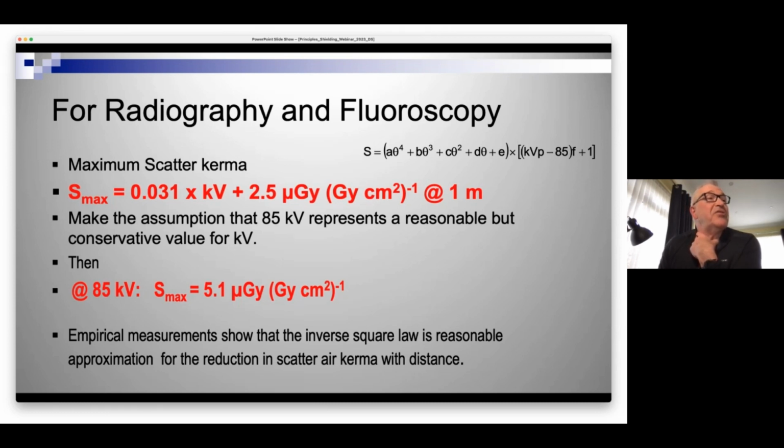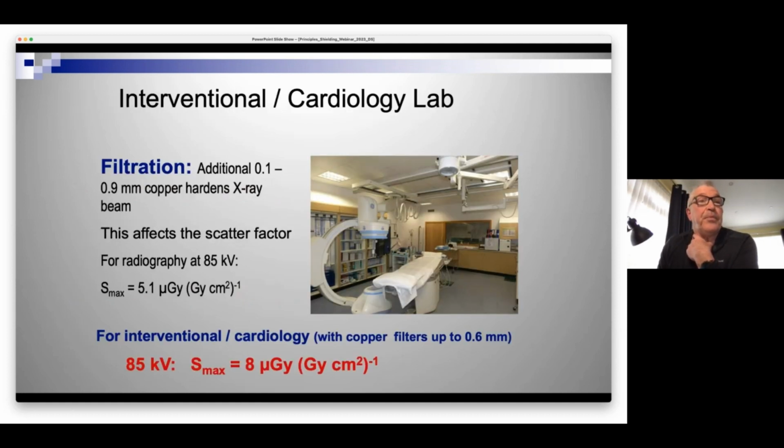And if we then make the assumption, which is going a bit far, that 85 kV represents a reasonable but conservative value for kV, which it probably does, we could simplify it right down to S max equals 5.1 microgray per gray centimetre squared. And what's more, empirical measurements allowed us to be confident that the inverse square law is a reasonable approximation for the reduction in scatter with distance once we have these equations. So we've got simple equations relating scatter with the kerma area product involved in the exam.